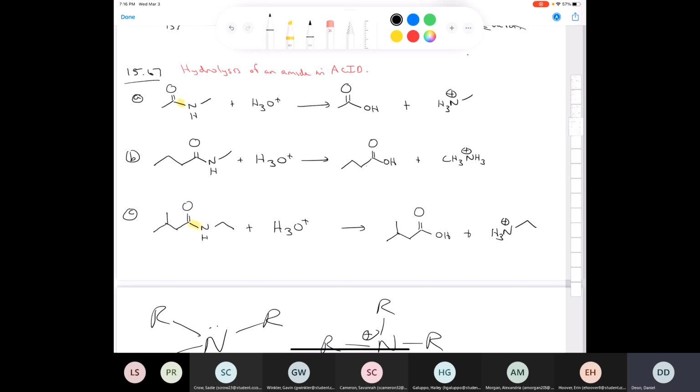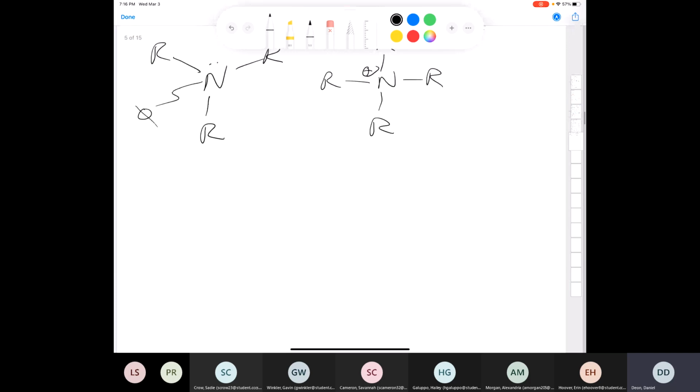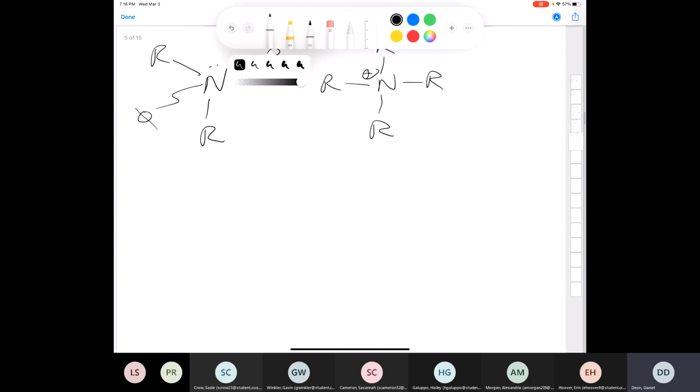Okay? If we were to do a reaction like that in base, let's say we were to take this amide, like this, and then we were to put that in base to hydrolyze it. What would we end up with then? We're still going to break the amide bond, right? So we're going to end up with this piece and this piece. But now we need to figure out what else we're going to have.